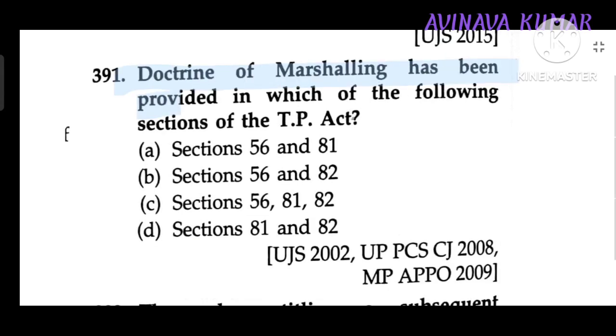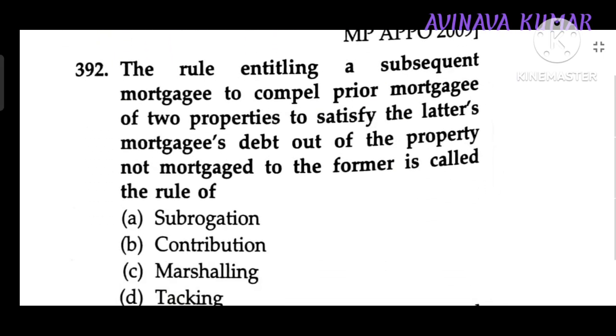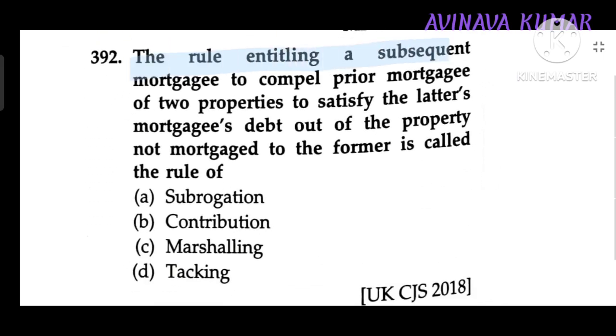The doctrine of marshalling is provided under which one of the following sections of TPA? Sections 56 and 81. The rule entitling a subsequent mortgagee to compel the prior mortgagee of two properties to satisfy the later mortgage debt out of the property not mortgaged to the former is called the rule of marshalling.